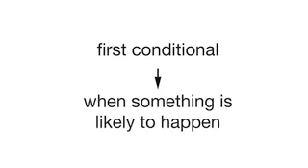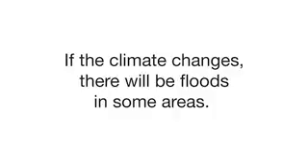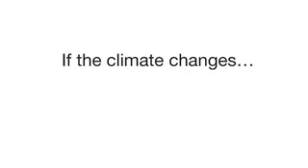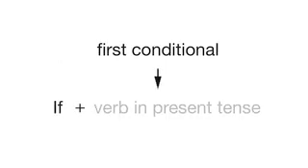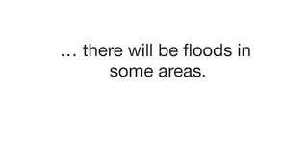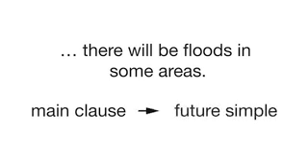Let's see another example of the first conditional from the movie. If the climate changes, there will be floods in some areas. What tense is the verb which is in the if part of the sentence? If the climate changes, changes. The verb that is in the if part of the sentence is in the present tense. The first conditional is if followed by a verb in the present tense. And in the main clause, we use the future simple tense. There will be floods in some areas.